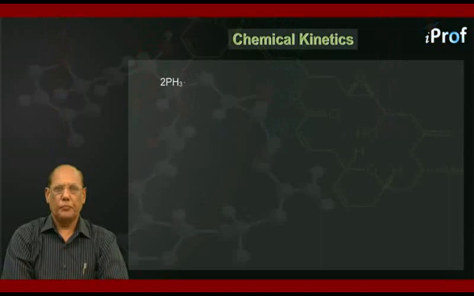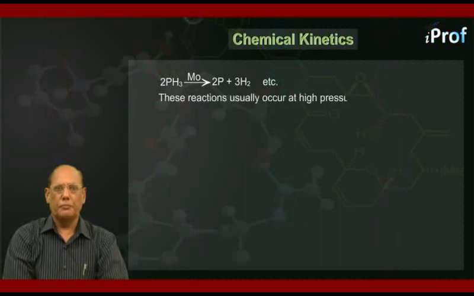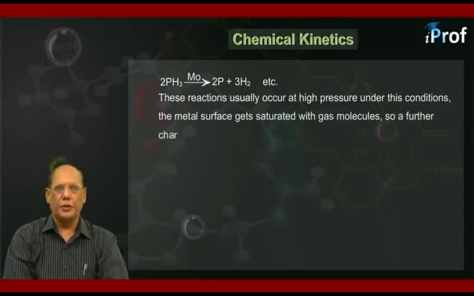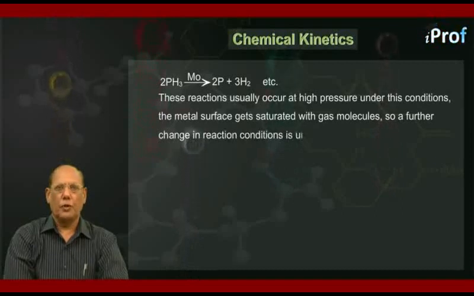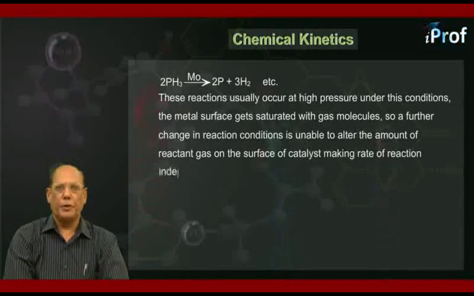2PH3 on the surface of molybdenum to give 2P plus 3H2, etc. These reactions usually occur at high pressure. Under this condition, the metal surface gets saturated with gas molecules. So a further change in reaction conditions is unable to alter the amount of reactant gas on the surface of catalyst, making the rate of reaction independent of concentration.